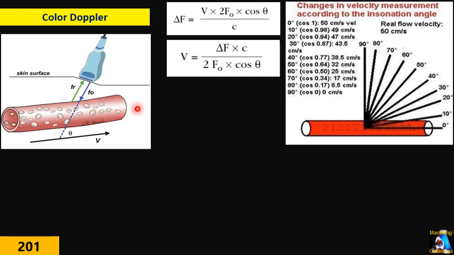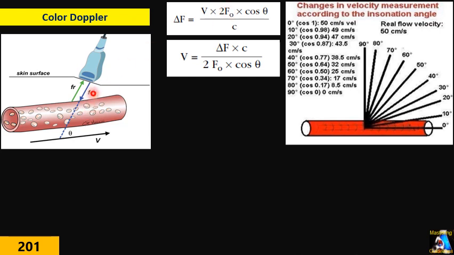In that case, whatever the machine registers will be the exactly accurate number for the moving object, that is blood. Because the cosine of zero, the angle between them being zero, is one, and one gives you exactly the Doppler shift, the velocity of the sound, and all those formulas.